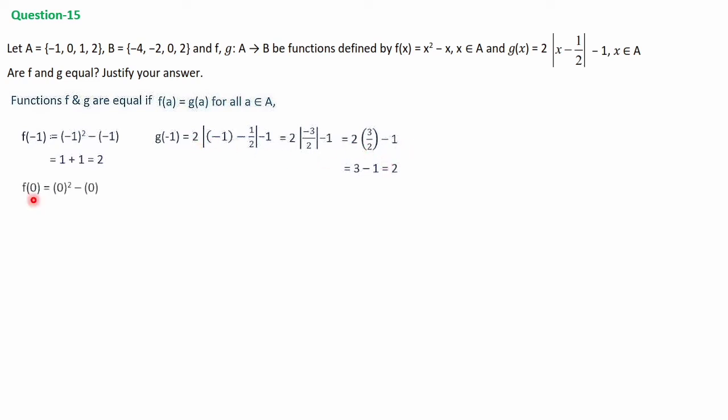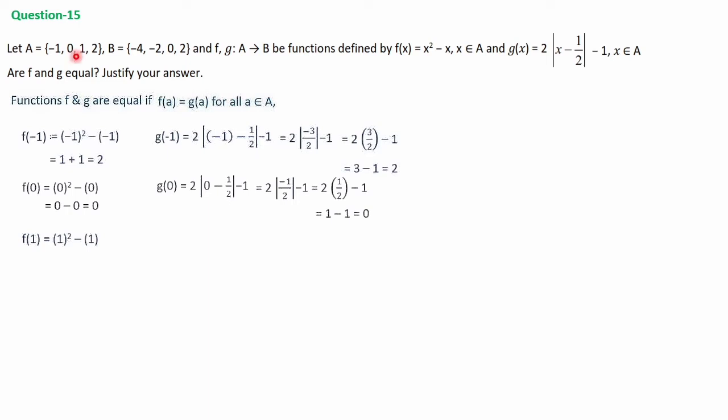The next is f of 0. The next input we are taking is 0. x square minus x, that is 0 square minus 0, that is equal to 0. Next is g of 0. If you remove x and put 0, 2 into mod (0 minus 1 by 2) minus 1, that is equal to 2 into, this calculation will come as minus 1 by 2, mod of minus 1 by 2 will come as 1 by 2. So 2 into 1 by 2 minus 1, here 2 cancels, 1 minus 1 will be 0. Next is f of 1.